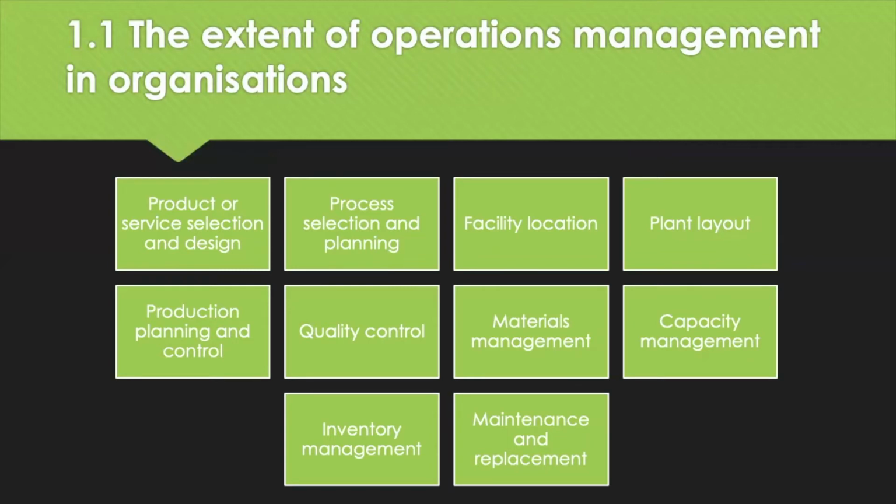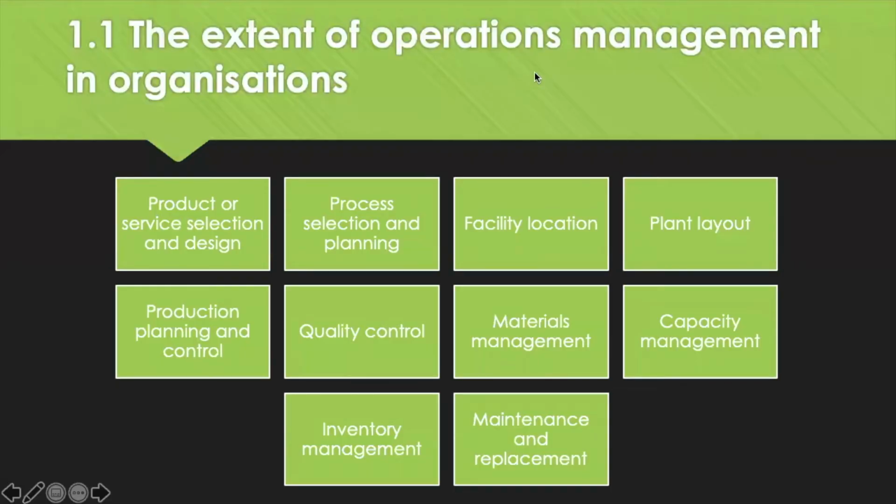Firstly, product or service selection and design. The selection and design of planning methods that can be used, such as intermittent project or batch processes, or line or continuous processes. Then the process selection and planning. These are decisions on where to locate facilities and planning the layout of the plant, including arranging and positioning resources and people within the facility.